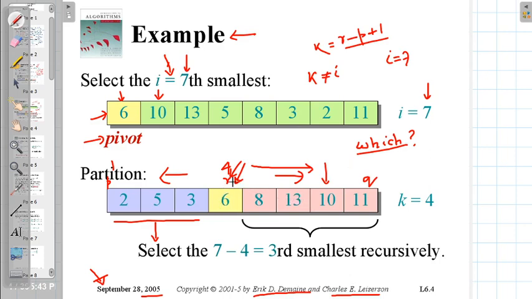I have K not equal to I. That means it is not the 4th smallest element I am looking for. I am looking for the 7th smallest element. Then there is no point recursing in this list, because we will not be getting the fifth smallest element onwards in this list, because all elements will be less than this 6.